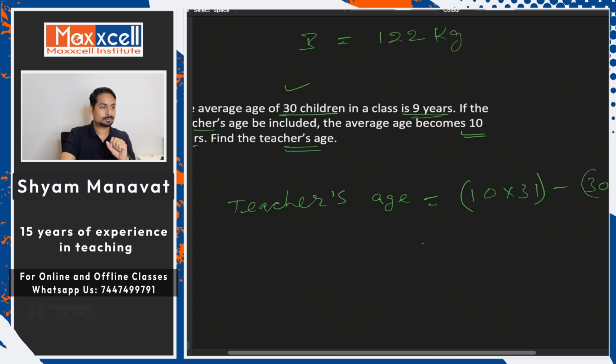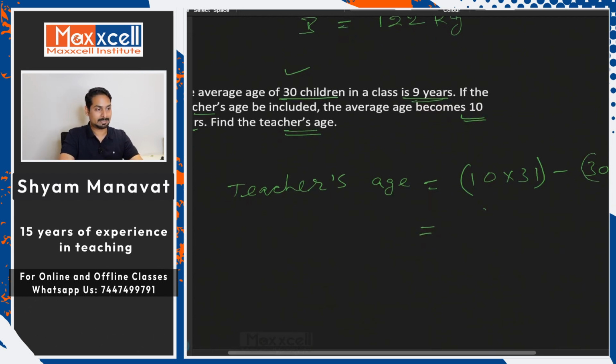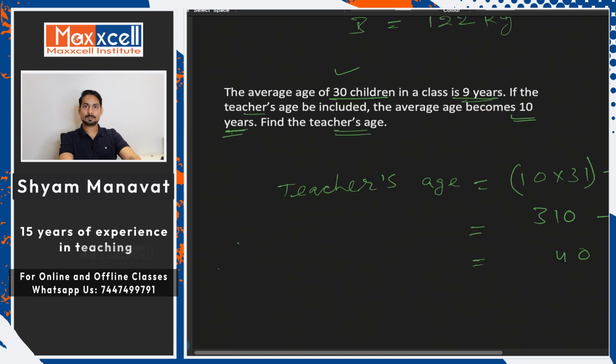Right? So what will you get for the sums? You will have here 310 minus 270. So the difference will be what? 40. So what is the age of the teacher? 40 years. Did you get this? Now if you are understanding this, let me show you a shortcut also for this question, which will involve less calculation.